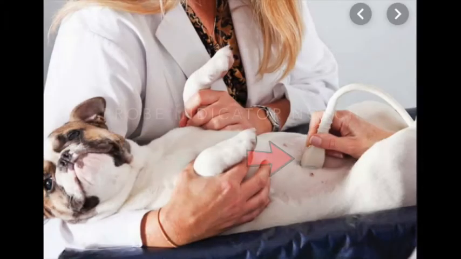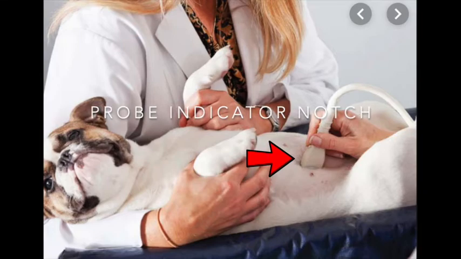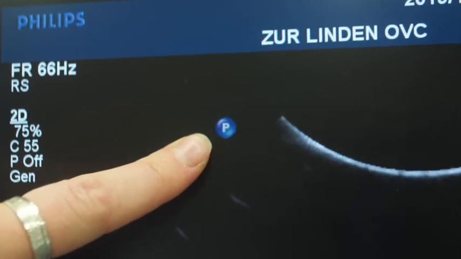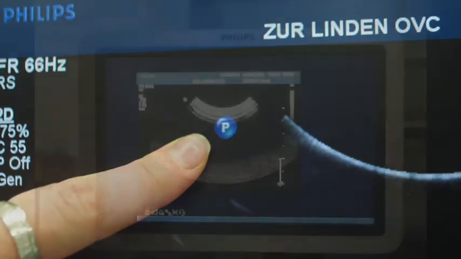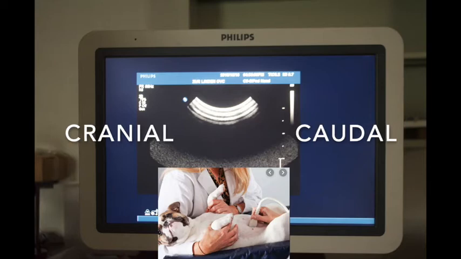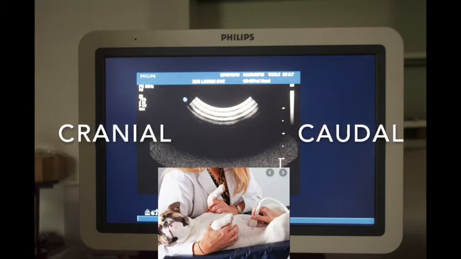For consistency and standardization, place the probe on your patient with the probe indicator pointing cranially. The screen indicator will be on the left side of the ultrasound image. And because these correlate with one another, the left side of the screen is cranial and the right side of your screen is caudal.